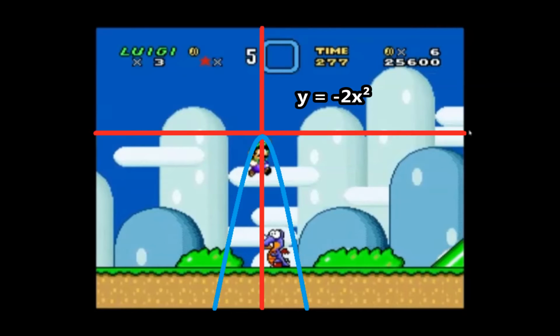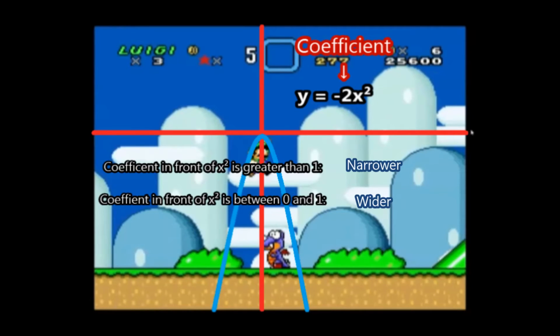When we add a number in front of the x squared, the parabola gets either wider or narrower. That number is called a coefficient. If the coefficient in front of the x squared, not looking at negatives, is greater than 1, the parabola will get narrower. If the coefficient is between 0 and 1, not looking at negatives, the parabola will get wider.